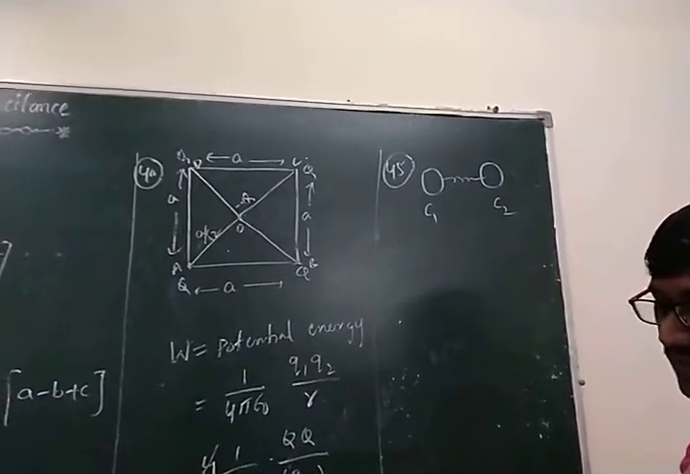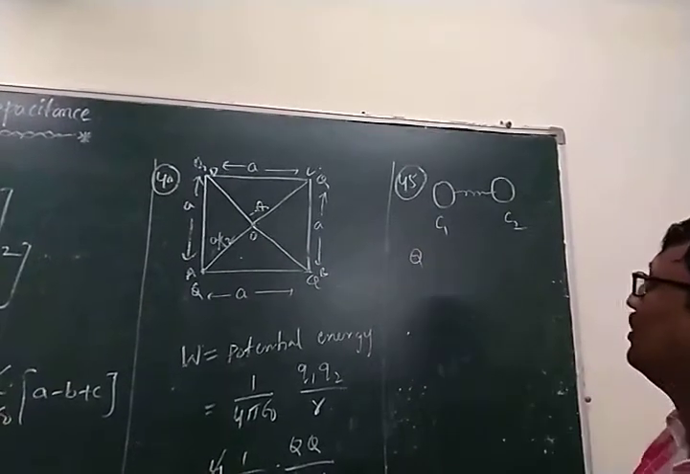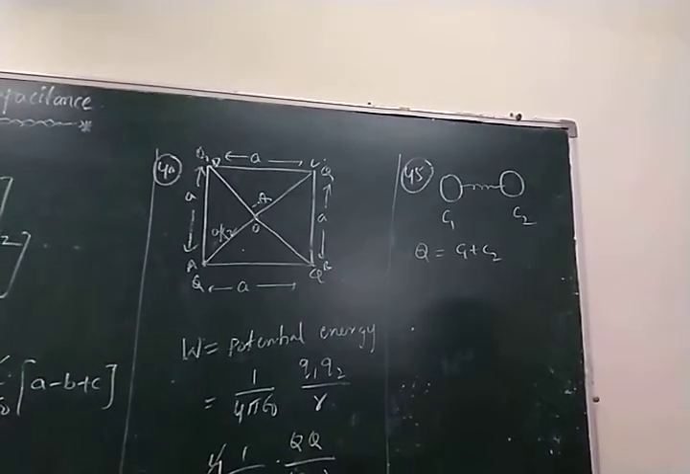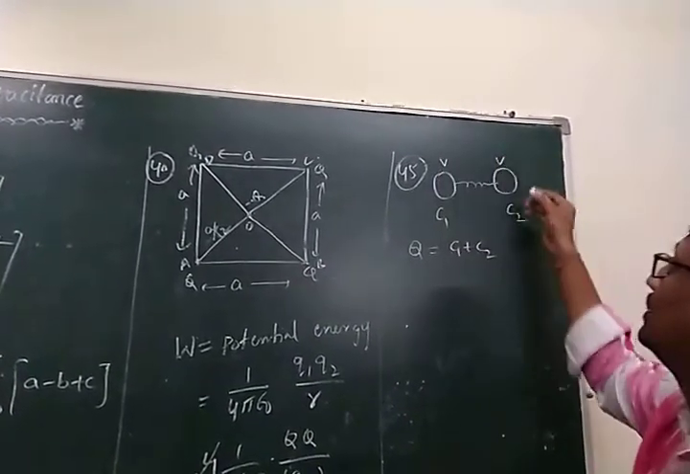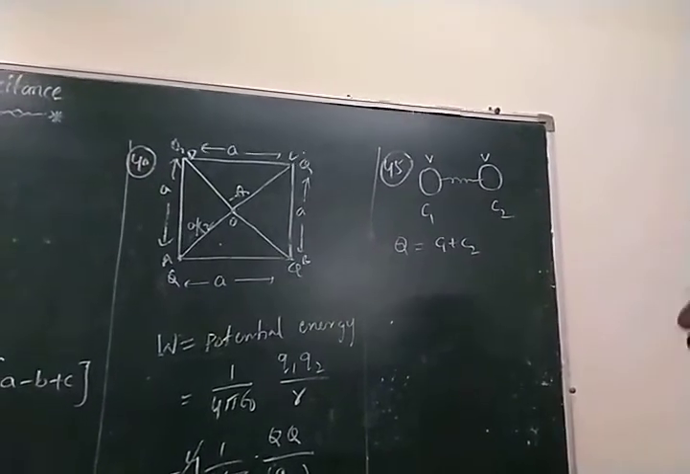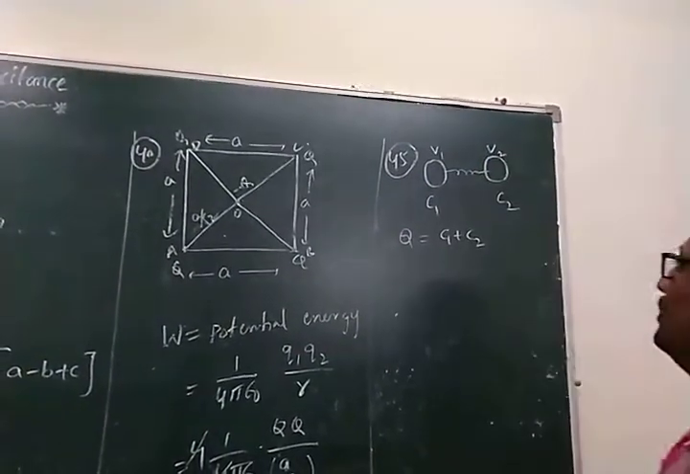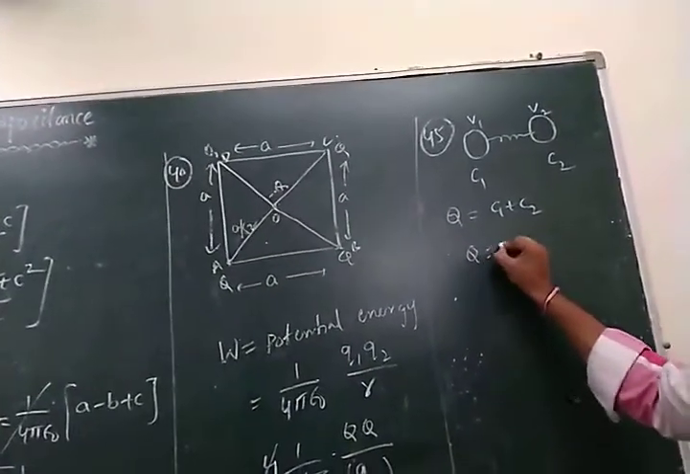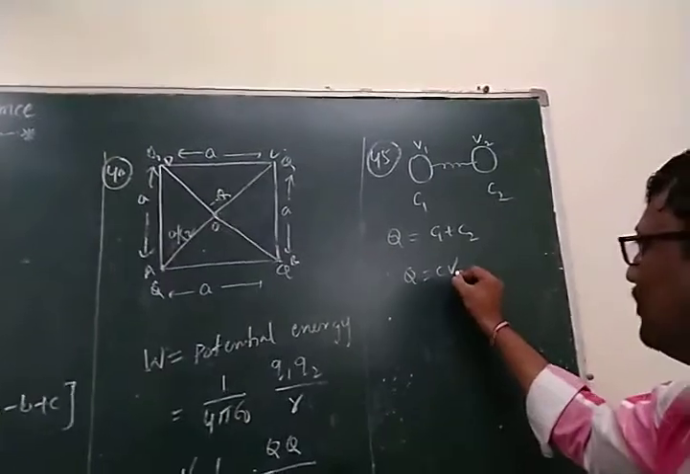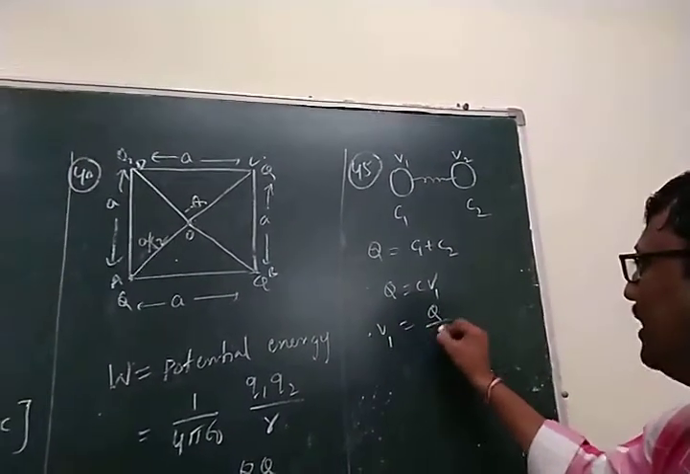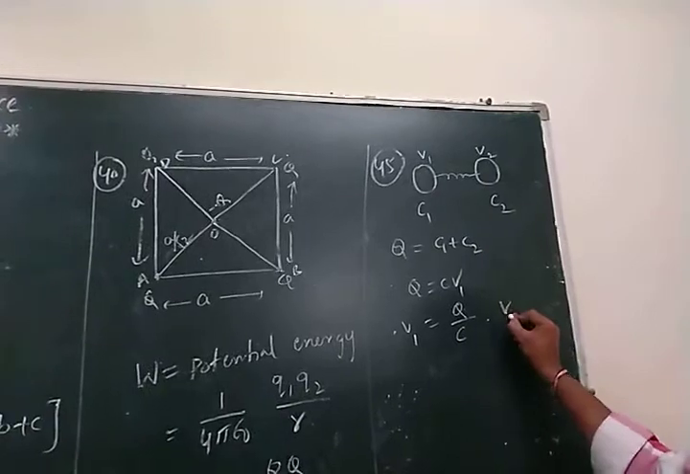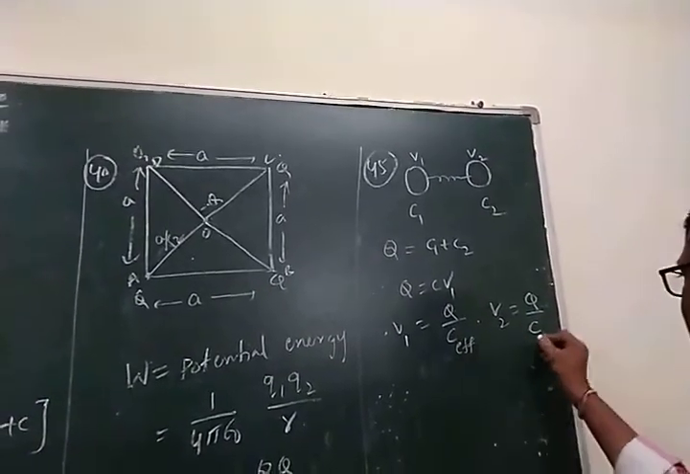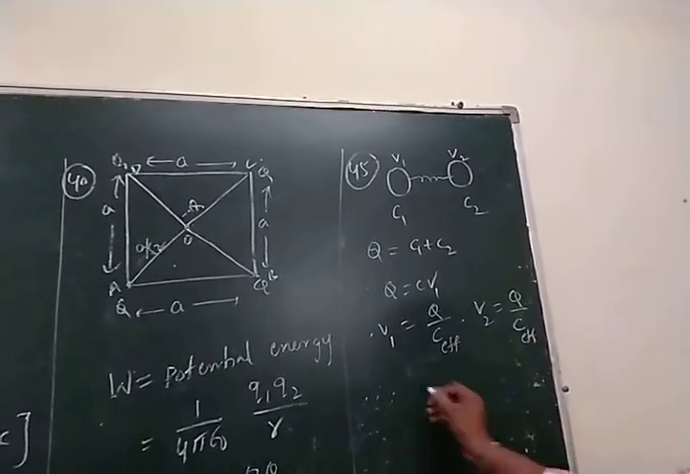The total charge Q is equal to C1 plus C2 because it's connected by C2. The potential of the body is V. Here the potential, here the potential. Individually we can find here the potential V1 and V2 are equal. Therefore we know the formula. The charge Q is equal to C into V. Now we can apply here the potential V1 is equal to Q by C. And similarly we can write V2 is equal to also Q by C. C is nothing but effective capacitance. The effective capacitance is there C1 plus C2.